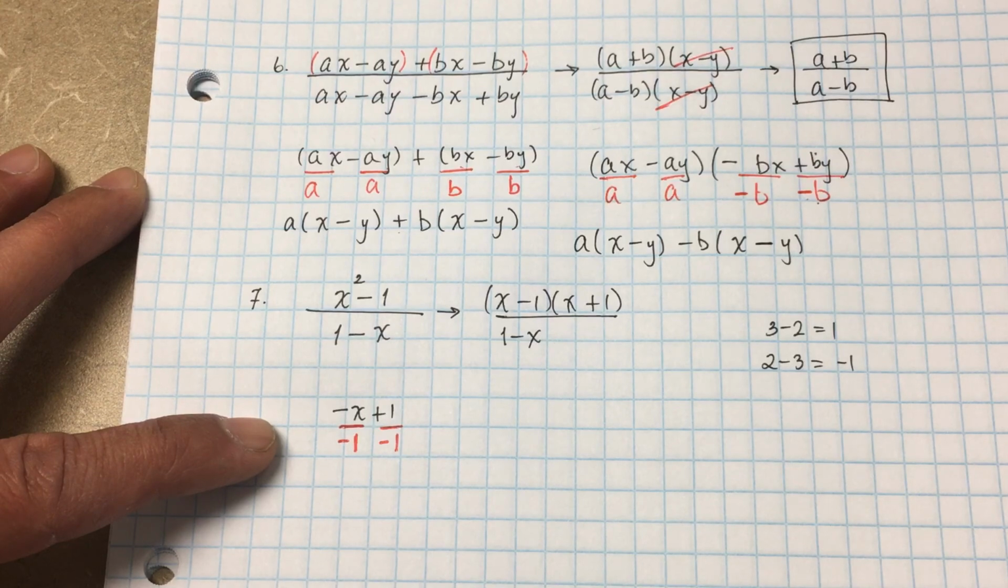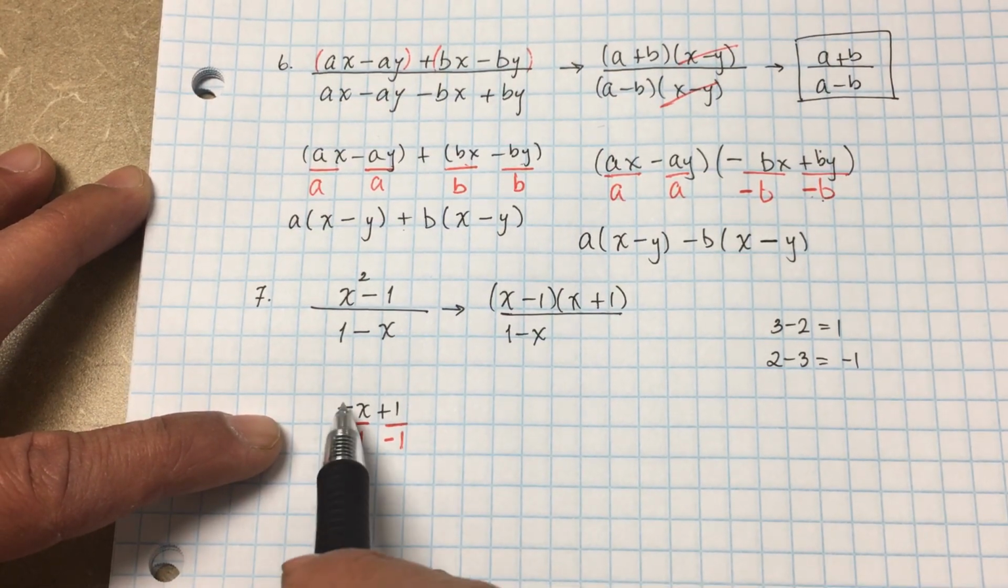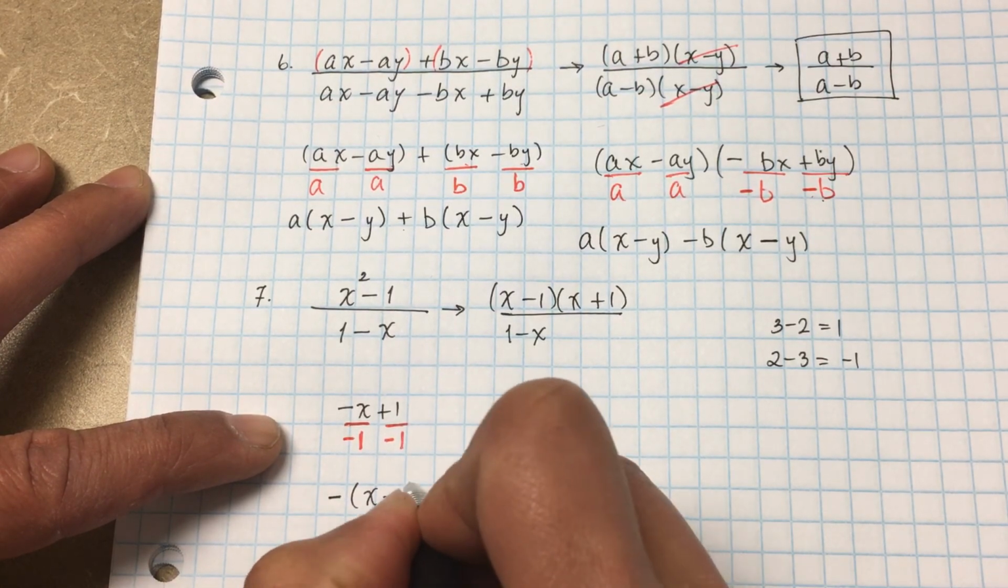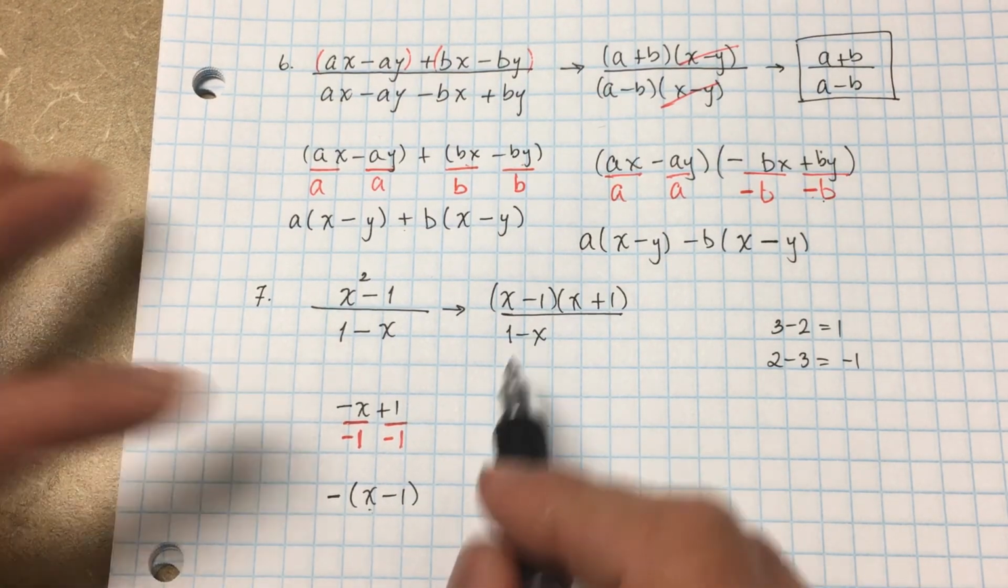Ahora, ¿qué pasa cuando hago eso? What happens when I do that? The negative goes outside, and then I do the math. Negative divided by negative is a positive. 1 divided by -1 is -1. You see that? Ahora, este es igual que este.